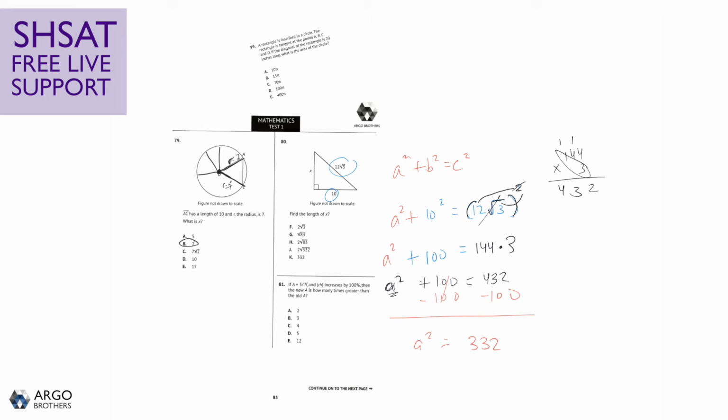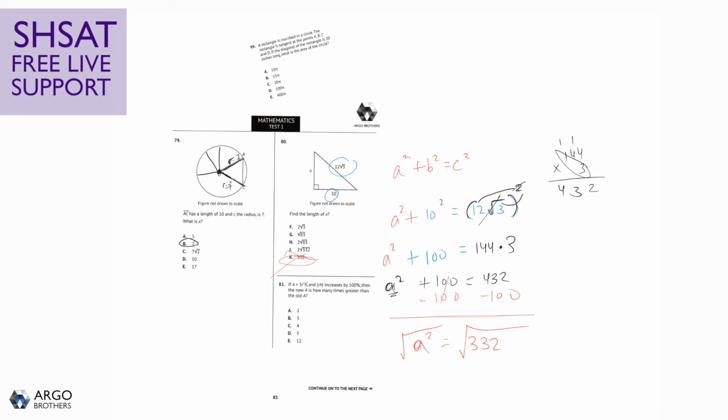This is my answer. I have a squared is 332, but actually, this is not my answer. You have to go ahead and square root it, right? You're trying to figure out the value of a, right? Not a squared. So if you picked K, that is incorrect.